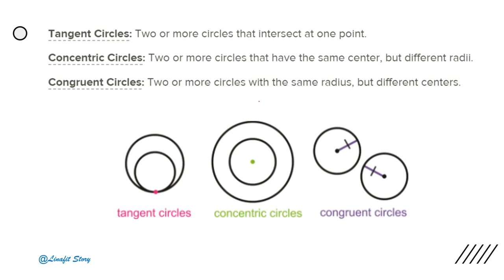Tangent circles means 2 or more circles that intersect at 1 point. And then concentric circles means 2 or more circles that have the same center but different radii. And then congruent circles means 2 or more circles with the same radius but different centers.